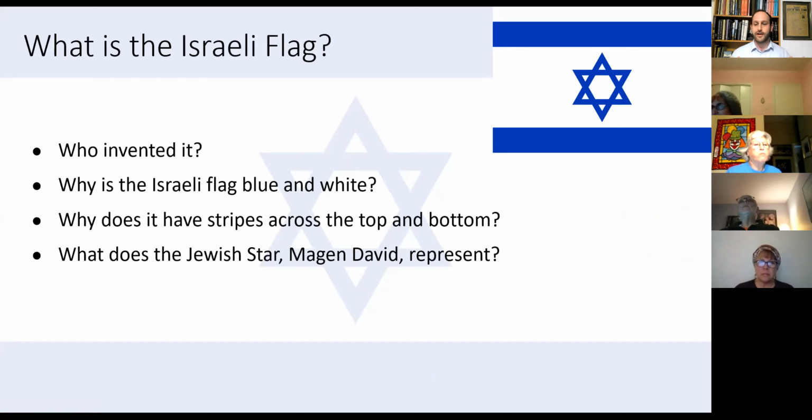So the first question people probably have is, who invented the Israeli flag? How old is it? And why did that become the national symbol of Israel? Some other questions we're going to hopefully cover are: why is the Israeli flag blue and white? Why are there stripes across the top and bottom? And what does the Jewish star, the Magen David, represent?